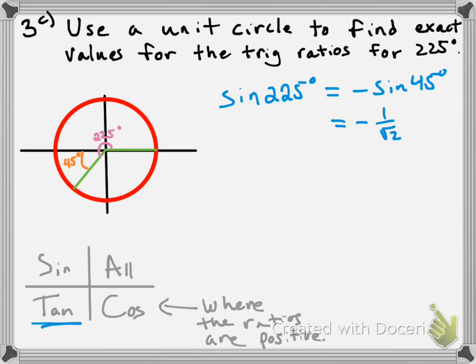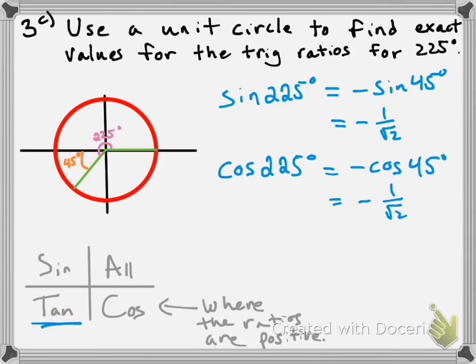Okay, let's deal with the cosine. So the cosine of 225 degrees, well again, we're talking quadrant 3 here. We know that tangent is positive in quadrant 3, cosine is negative. So the cosine of 225 degrees is going to be the same as the cosine of 45 degrees, except we need to consider the negative version of that. So cosine of 225 is equal to negative cosine of 45 degrees. And cosine of 45 degrees, again, we're dealing with one of our special angles here. Cosine of 45 degrees is also 1 over root 2, so we're going to have negative 1 over root 2 as well.